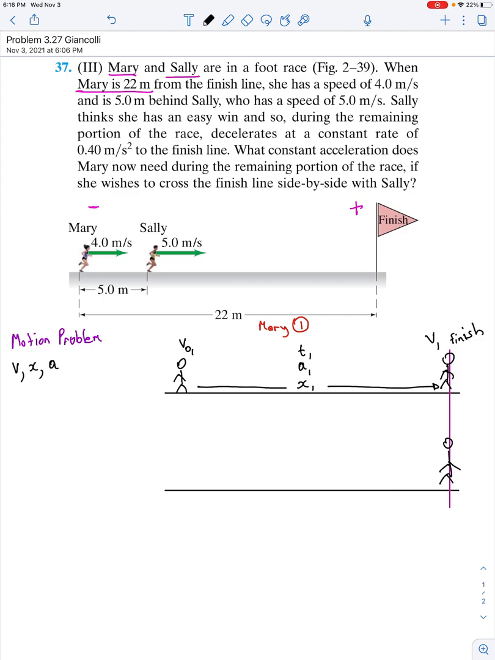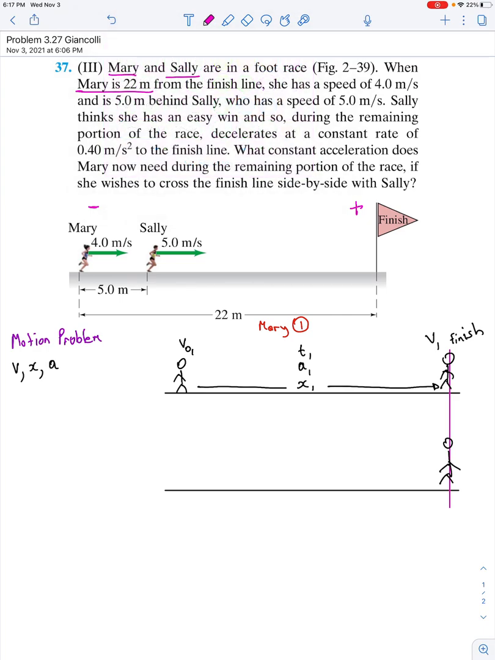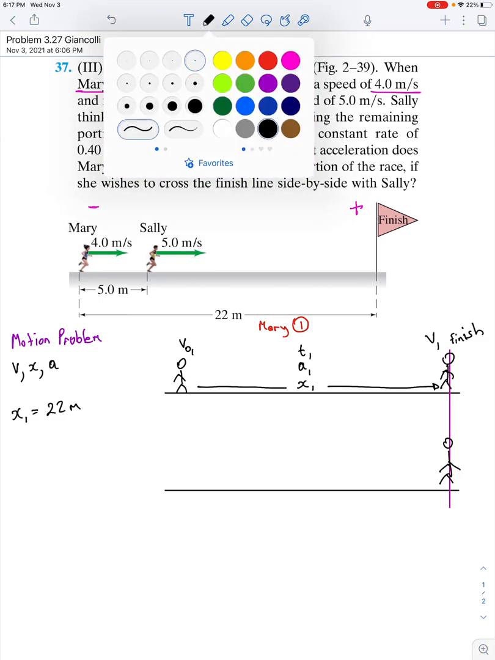That's my X1. Now, as I read, I could go, okay, Mary is 22 meters from the finish line, so my X1 is equal to 22 meters. She has a speed of 4 meters per second. Now I ask myself, is that my V01 or my V1? Well, she has a speed at that point in time, so that should be your V01.